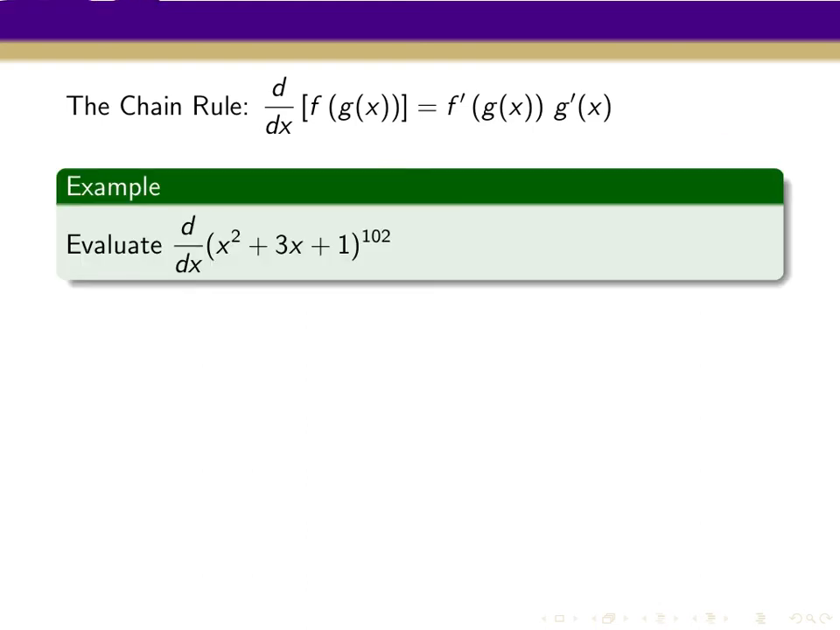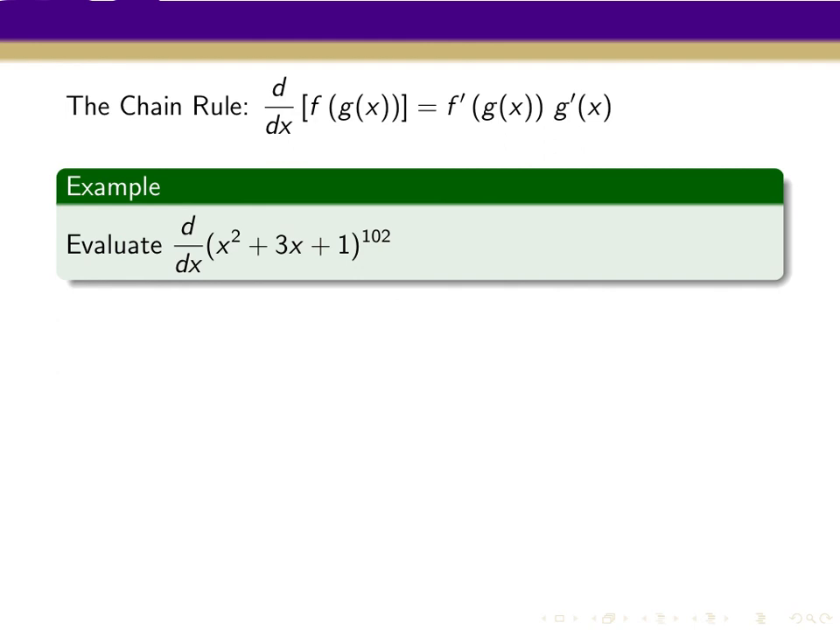Okay, so let's finish off this video by doing an example. We're going to take the derivative of x squared plus 3x plus 1 raised to the 102nd power. Now, if you want, you could just expand this out, multiply this by itself 102 times. You are perfectly welcome to do that. It might take you a while, but if you want to do it that way, that's perfectly fine. I will let you do that. You can pause the video at this point and come back in a couple hours when you're done. On the other hand, I'm going to do this using the chain rule.